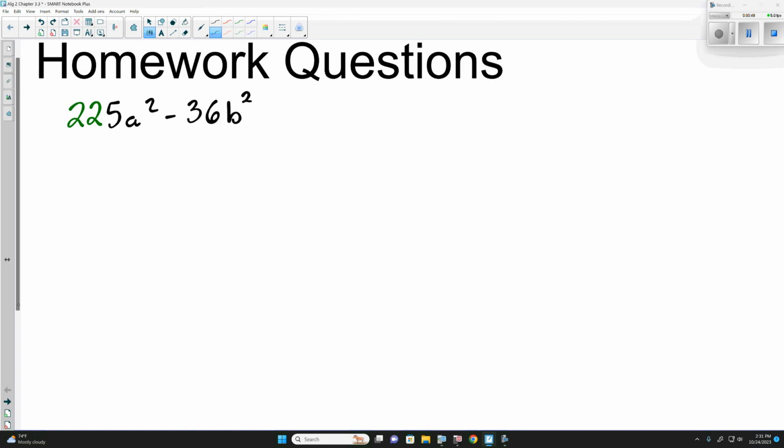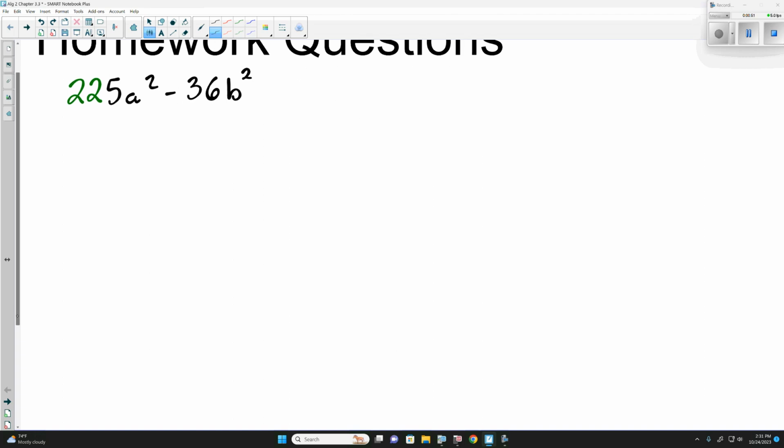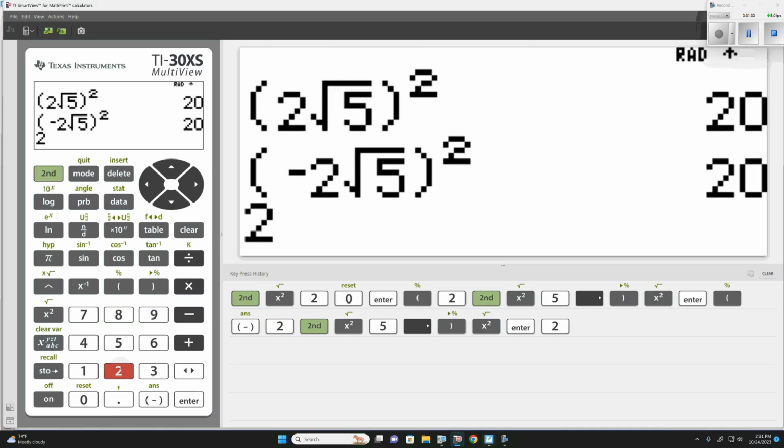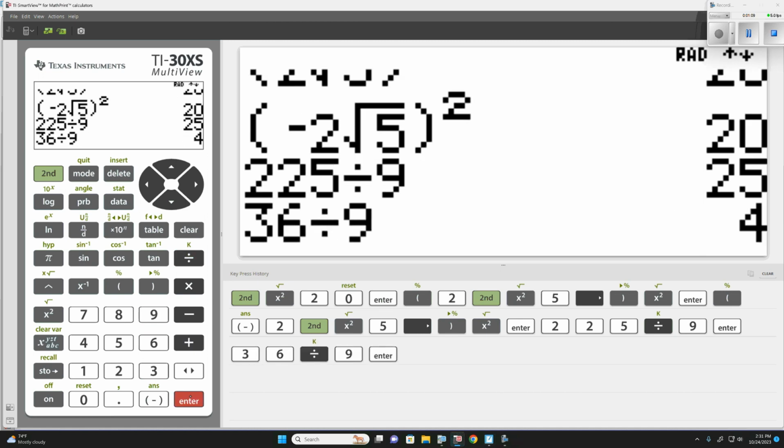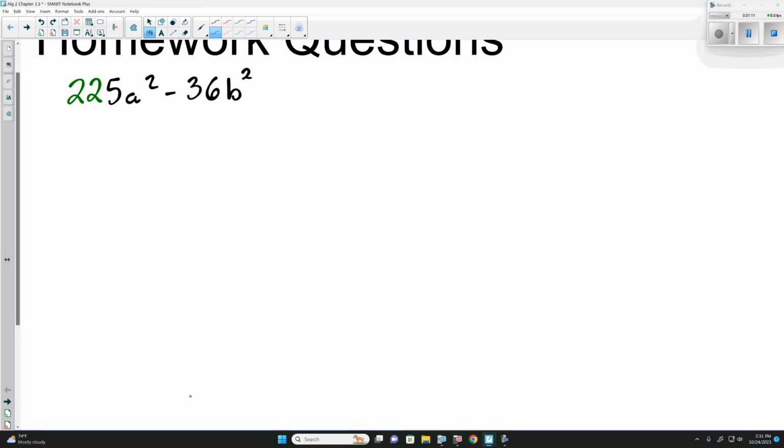If we look at this here, 225a squared minus 36b squared, is there a greatest common factor between these two? 2 definitely won't go into both of them. I'm going to just divide it by 9. 36 divided by 9. Well, there is a greatest common factor of 9. But let's say we didn't notice that.